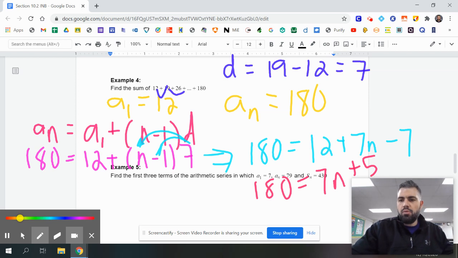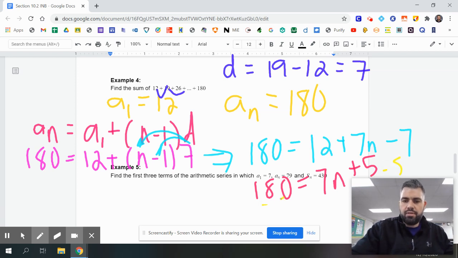We solve it like any normal problem. We subtract 5. We get 175 is equal to 7n. And we take our calculator and we do 175 divided by 7. We get n equals 25.